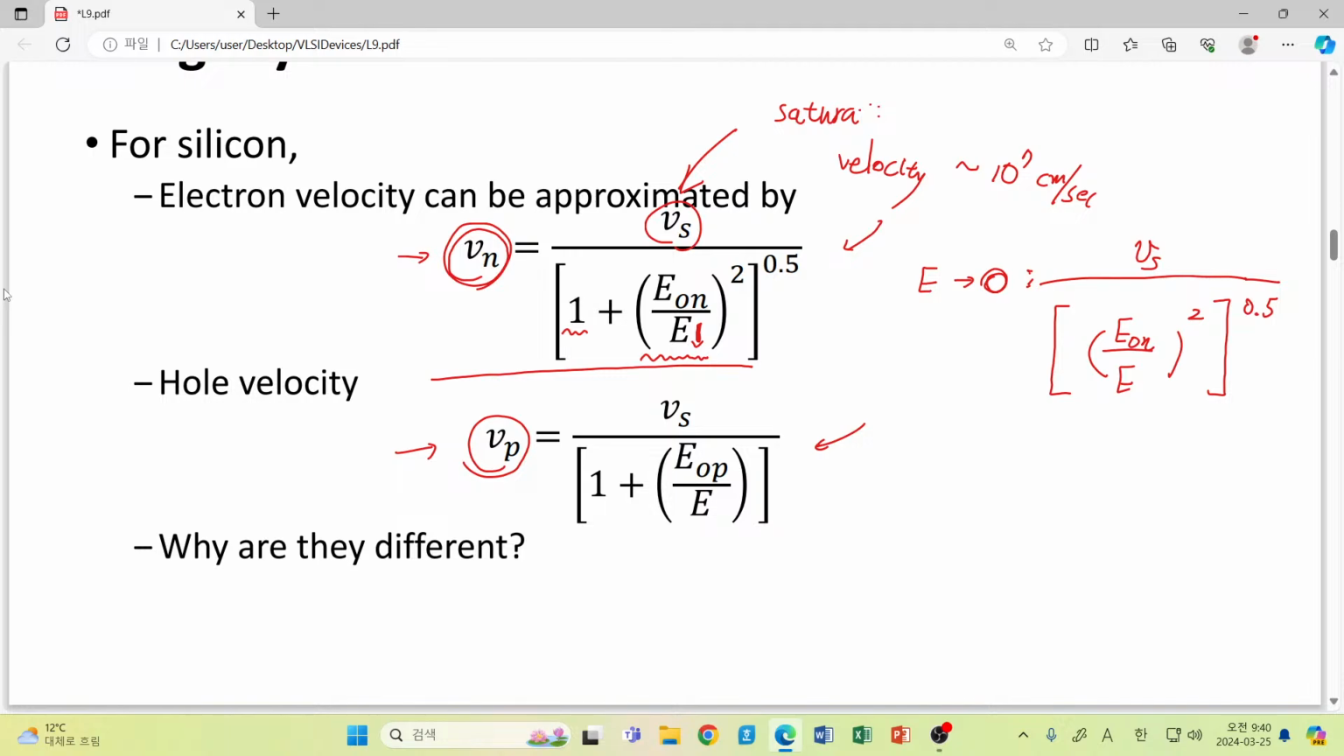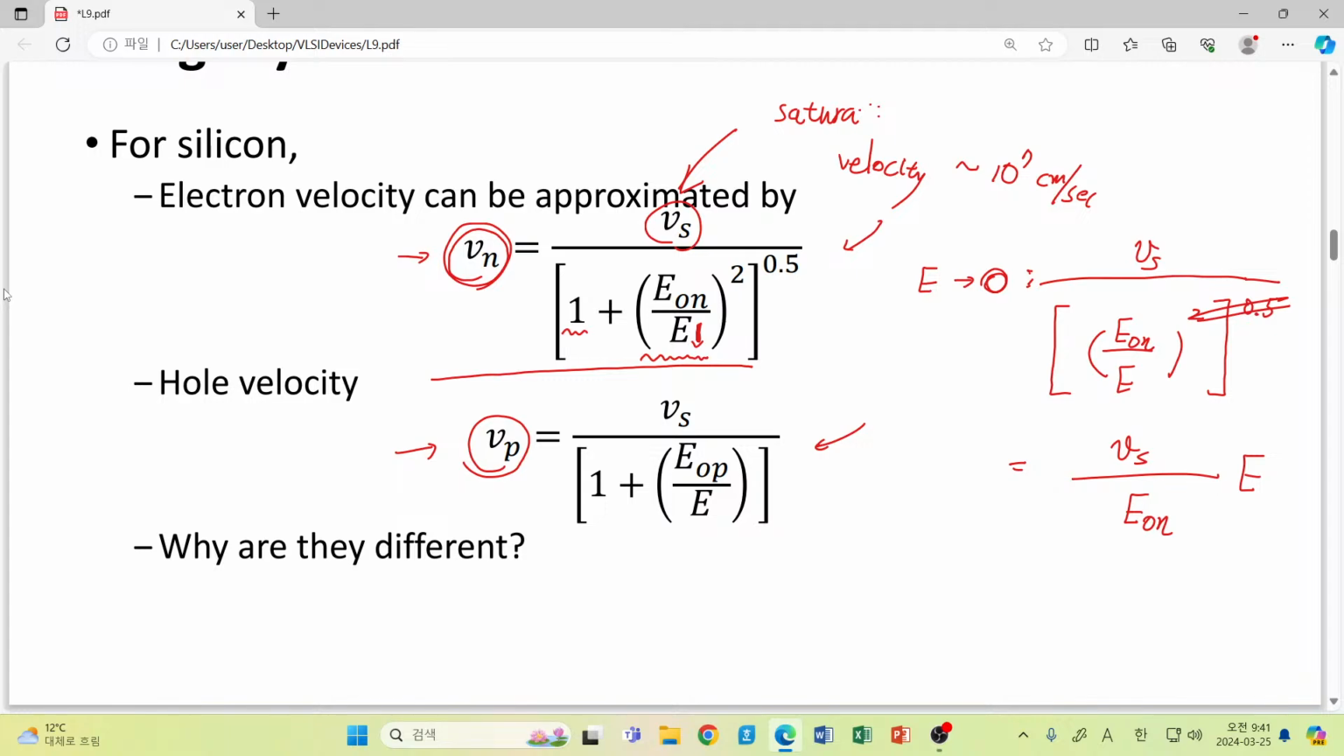So are you with me? Then what happens? In this case, the square and square root cancel out each other. So eventually what we will get is Vs divided by E-naught, with electric field. That will be obtained. What is it?